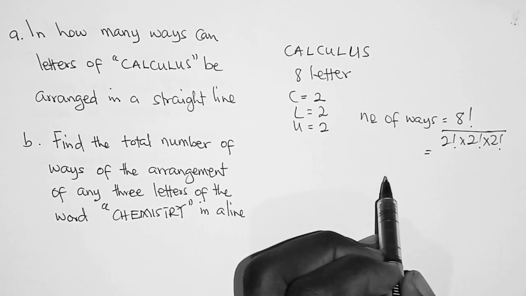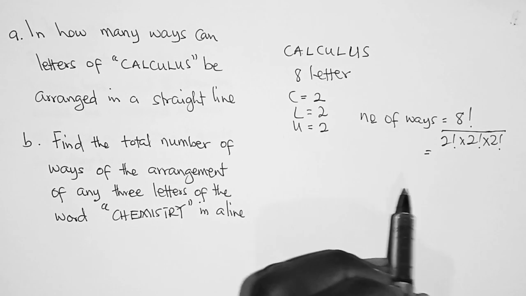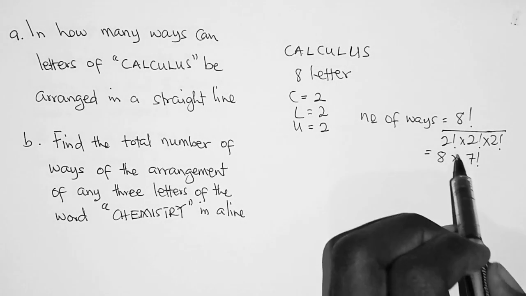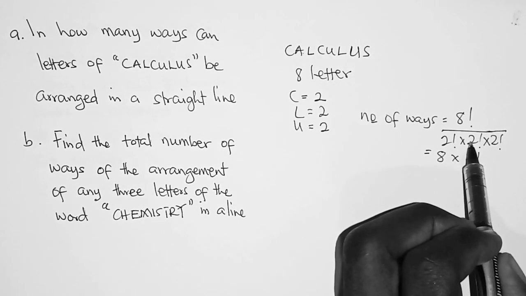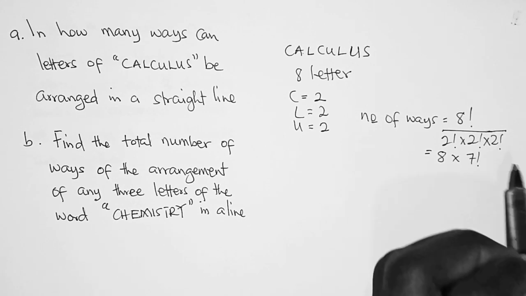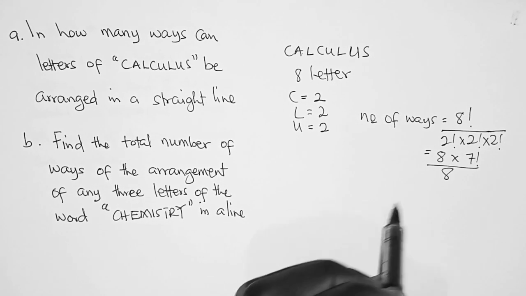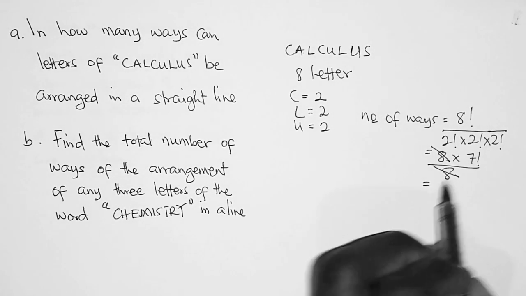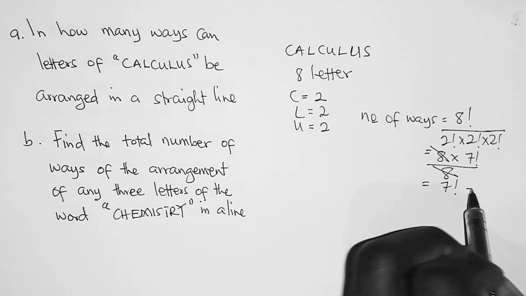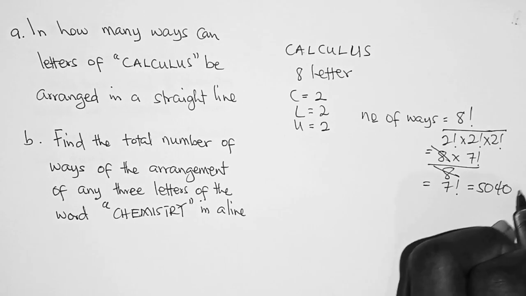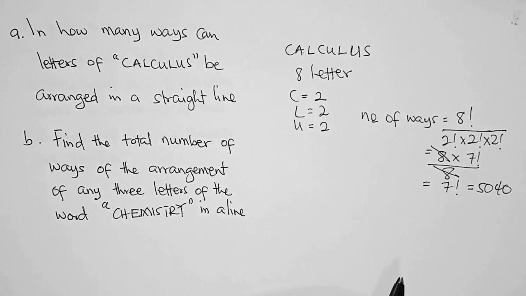So this is equal to 8 factorial, which is the same as 8 times 7 factorial. Then 2 factorial is 2, so 2 times 2 is 4, times another 2 is 8, so divided by 8. At the end of the day, this 8 and this 8 can cancel out. So this is equal to 7 factorial, and 7 factorial is equal to 5,040 ways. So there are 5,040 ways of arranging calculus.